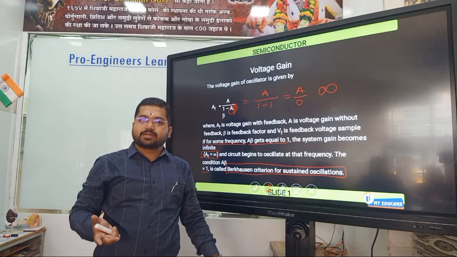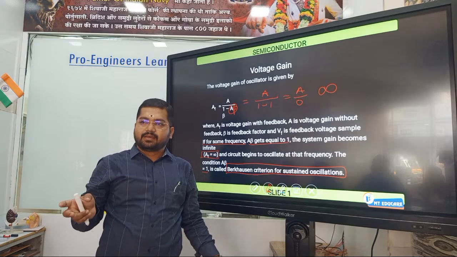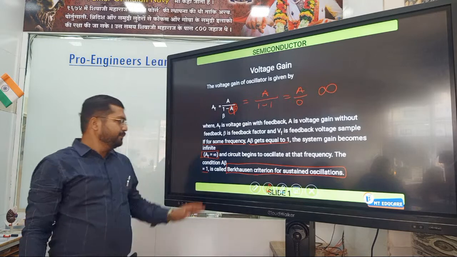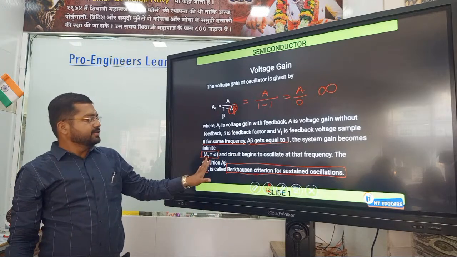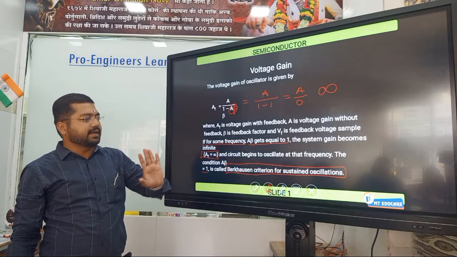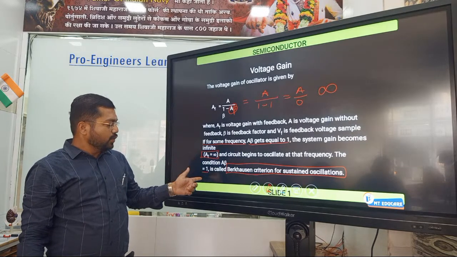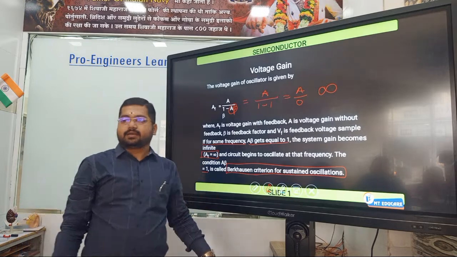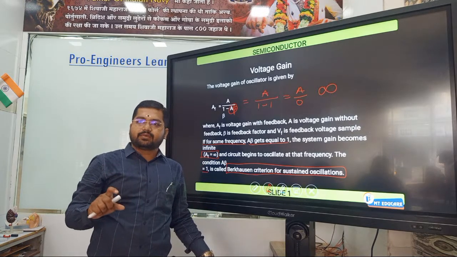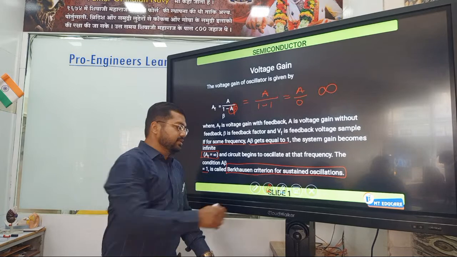What is the Barkhausen criterion? If Aβ is 1, then AF will be infinity, and the circuit begins to oscillate at that frequency. That condition, Aβ equals 1, is called Barkhausen's criterion for sustained oscillation.